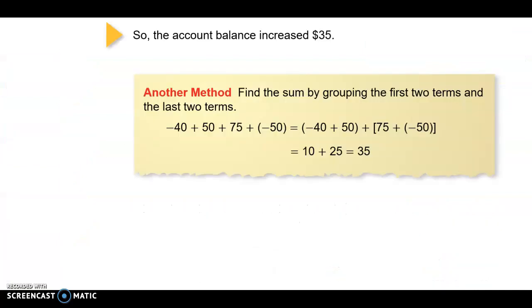Alright, now here's just another method you could have used. You could have done the very first two, negative 40 plus 50, that's 10. You could have done 75 plus negative 50, that's 25, and then added the 2. So there's a bunch of different ways to do it.